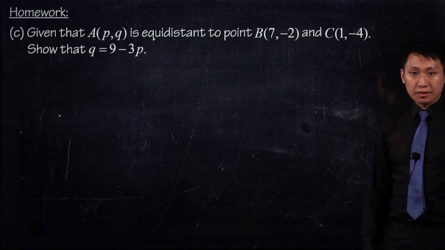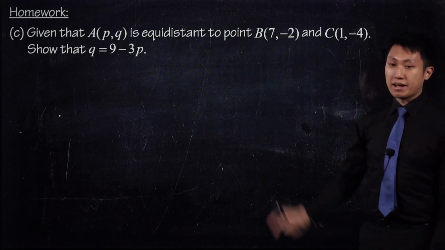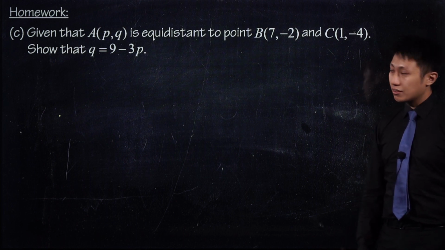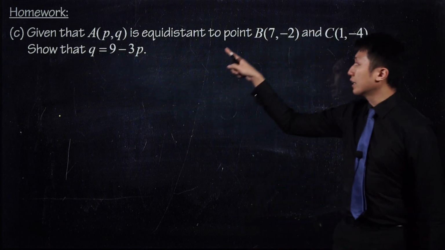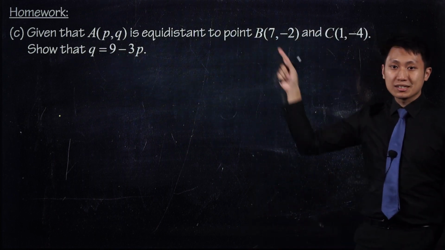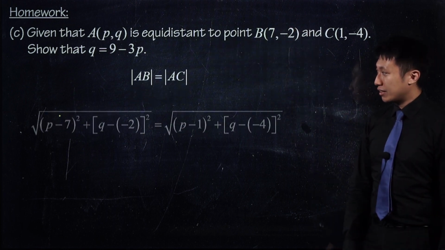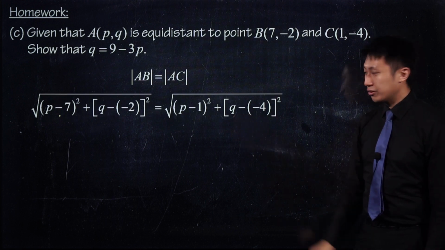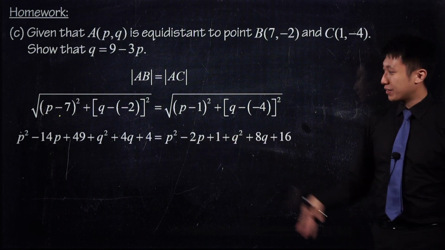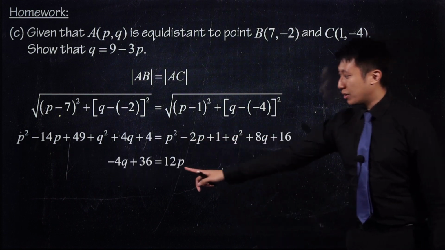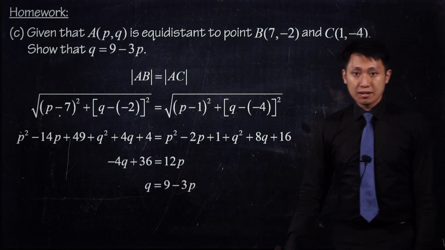Now the last one. A is equidistant to the point this and that one. Show that Q is 9 minus 3p. Again, you don't focus on this one. What you focus on is this one and this one. Equidistant means A to B and A to C are the same length. So you got this one. I plug into the formula for distance, then I'll get a long bunch of things. Simplify it, I'll get this one. Divide both sides by -4, I'll get Q is equal to 9 minus 3p.